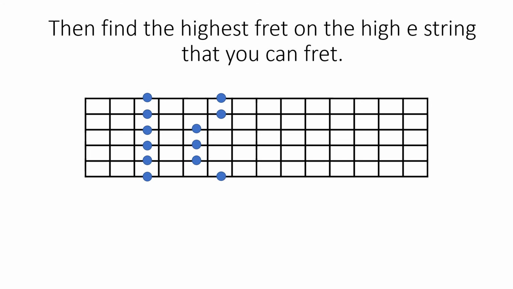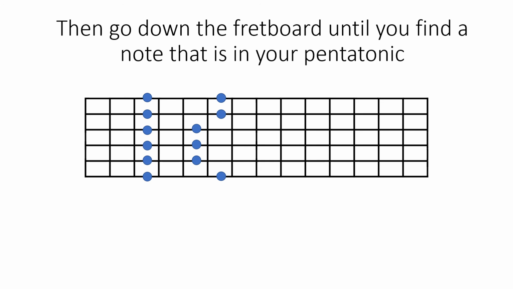Then what you want to do is find the highest fret on the high E string that you can actually reach. So for me, if I'm playing my 14-fret acoustic guitar, that would be the 14th fret on the high E. So I find that, and it's an F sharp. However, F sharp is not in the G minor pentatonic scale. So I need to find the next lowest note that is as high as I can get. And of course, that's the F.